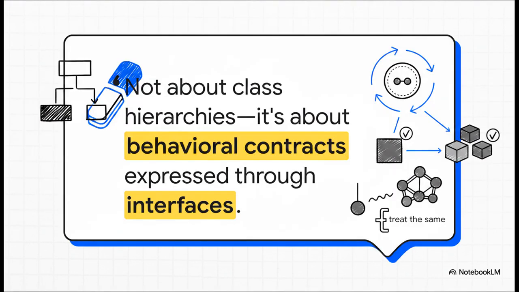And that brings us to the most important takeaway of all. The composite pattern in Go isn't about building those rigid class hierarchies you see in other languages. It's about defining behavioral contracts using interfaces. It's about building systems where the individual parts and the assembled wholes are completely interchangeable. So the next time you sit down to design something, just ask yourself, can the one and the many be treated exactly the same?